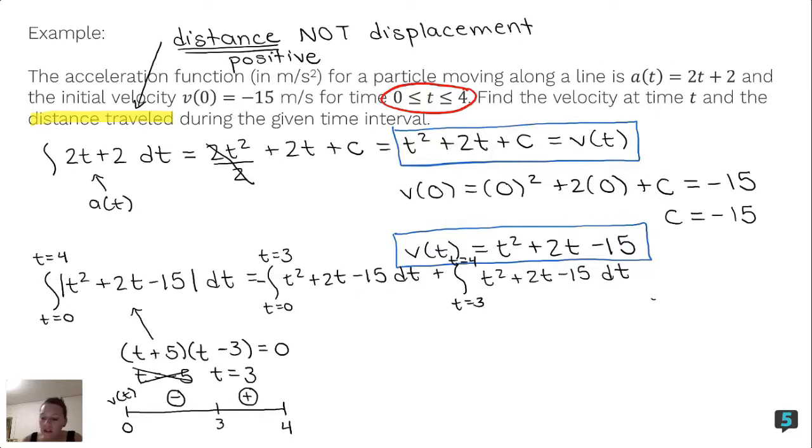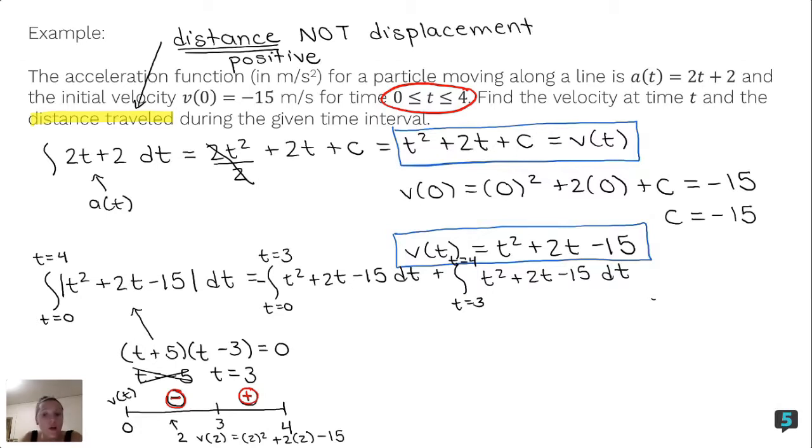Okay. Now, I want to figure out when is my velocity positive and when is my velocity negative. Okay, so for example, we might plug in 2 in this first interval. So if I found out what v of 2 was, I would have 2 squared plus 2 times 2 minus 15. So 4 plus 4 is 8, but 8 minus 15 is going to give me a negative. So my velocity from 0 to 3 gives me a negative value. Okay. Now I need to do the same thing for some number between 3 and 4. So we can maybe plug in 3.5. When I plug in 3.5 to my velocity, I'm going to find out that it's positive.